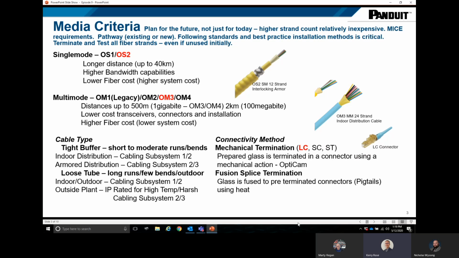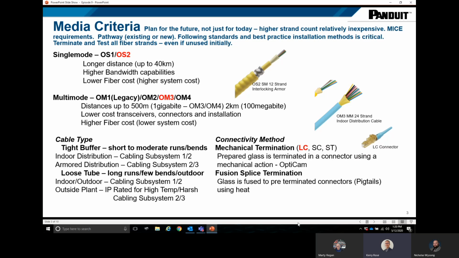Cable type is generally classified in two groups: tight buffer and loose tube. A tight buffer is actually a buffer or insulation adhered to the glass of the fiber itself. And a loose tube is exactly that: fibers in a tube that are loose, but the tubes typically have some type of water blocking gel in the tube to protect the fiber. Tight buffer configurations are more for indoor applications, and loose tube configurations are for indoor, outdoor, outside plant installations.